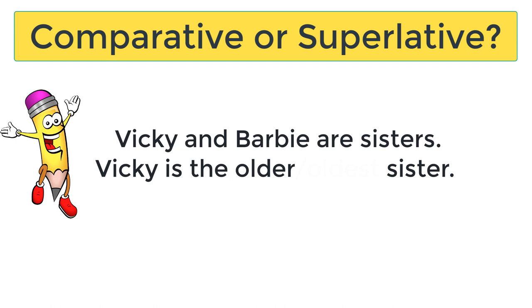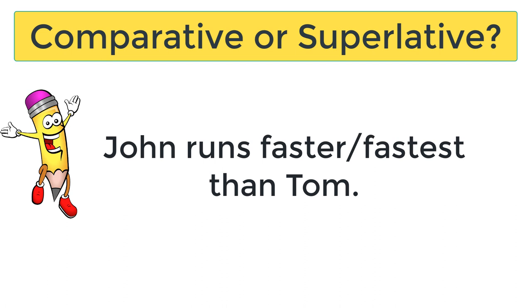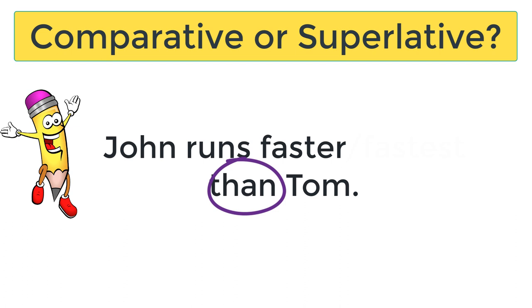Remember that the same principle applies to adverbs. Let's look at this example and give it a try. John runs faster or fastest than Tom? You are correct. Faster is the correct modifier. We have to use the comparative. Your clue is the word than. You are comparing two things.